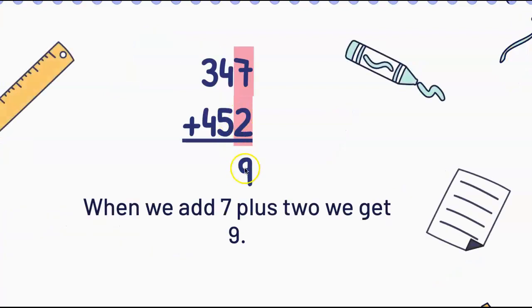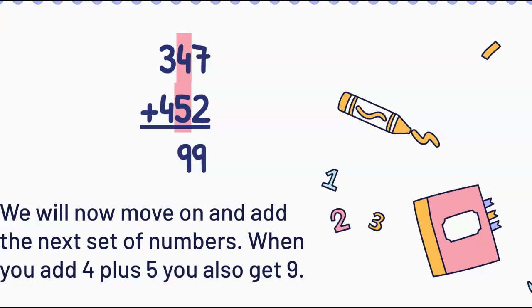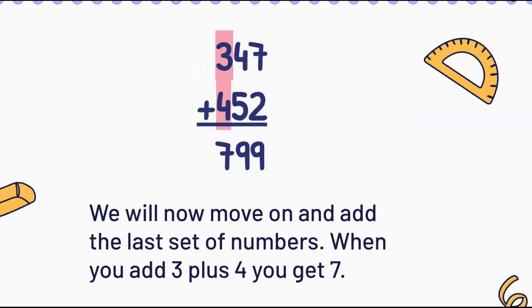So 7 plus 2, that's 9. So we just add this column here, and it turns into 9. Put that right underneath the column we're adding. We move on to the next column, so 4 plus 5, that's also 9. We're going to put that right next to the other 9. And then we have 3 plus 4, and that's 7. So our answer for 347 plus 452, that's 799. So very simple. It gets harder than this, but we're learning the basics for today.